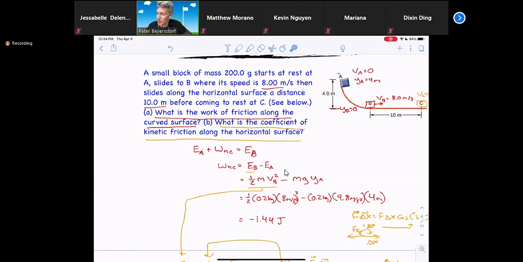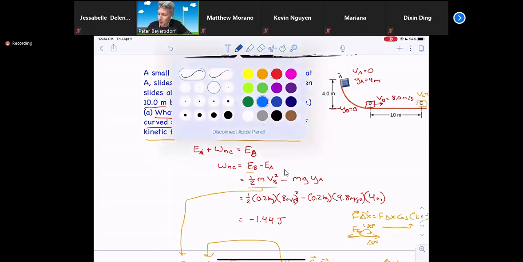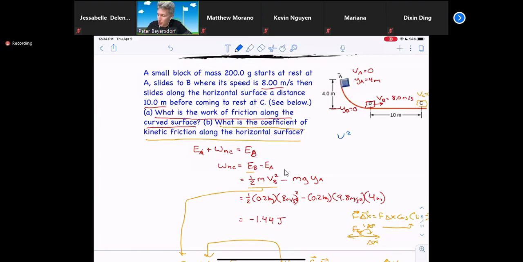Knowing that it goes 10 meters, you could, for example, say v squared minus v naught squared is 2a delta x. We know delta x, we know v naught, we know v. You could solve for a. From that a, you could say that's force over mass. The force was mu k mg over m. You could solve this for mu k. So yeah, there's more than one way to do this.